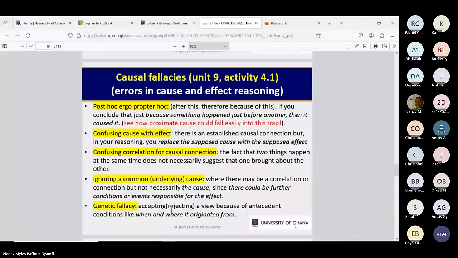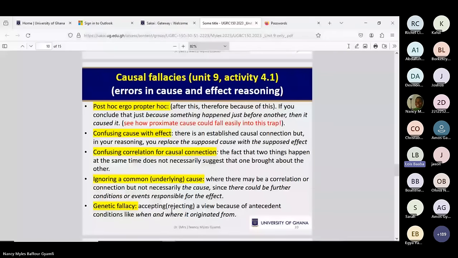Causal fallacy. Good. The first one: Post hoc ergo propter hoc, after this, therefore, because of this. If you conclude that just because something happened just before another, then it caused it. See how proximate cause could fall easily into this trap. Good. Read the next one.